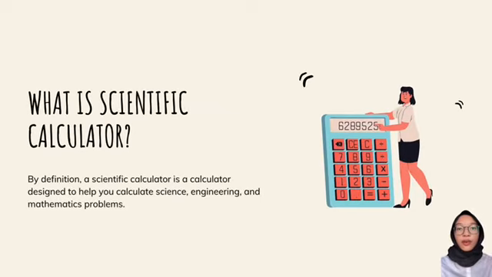So first and foremost, what is a scientific calculator? By definition, a scientific calculator is a calculator designed to help you calculate science, engineering and mathematics problems. It has far more buttons than a standard calculator, which only allows you to perform the 4 basic arithmetic operations of addition, subtraction, multiplication and division.